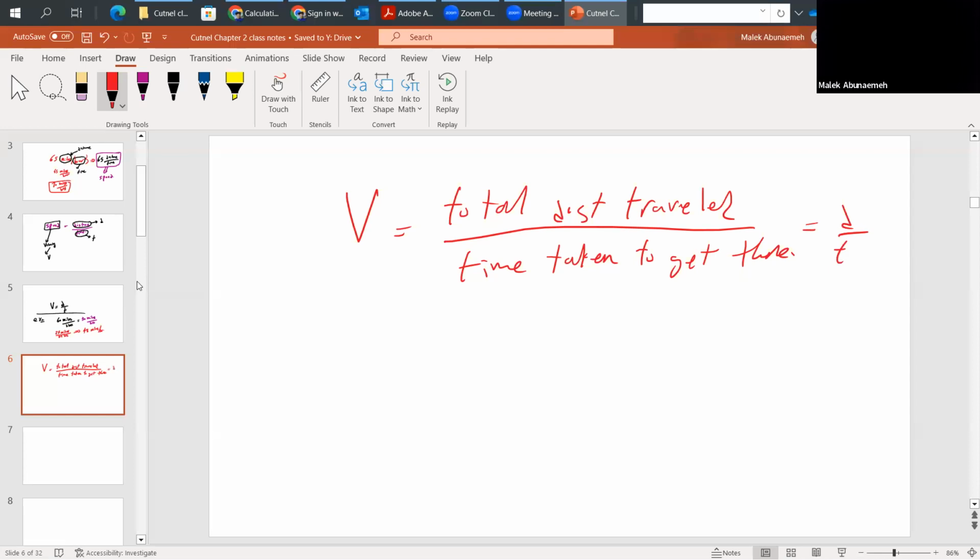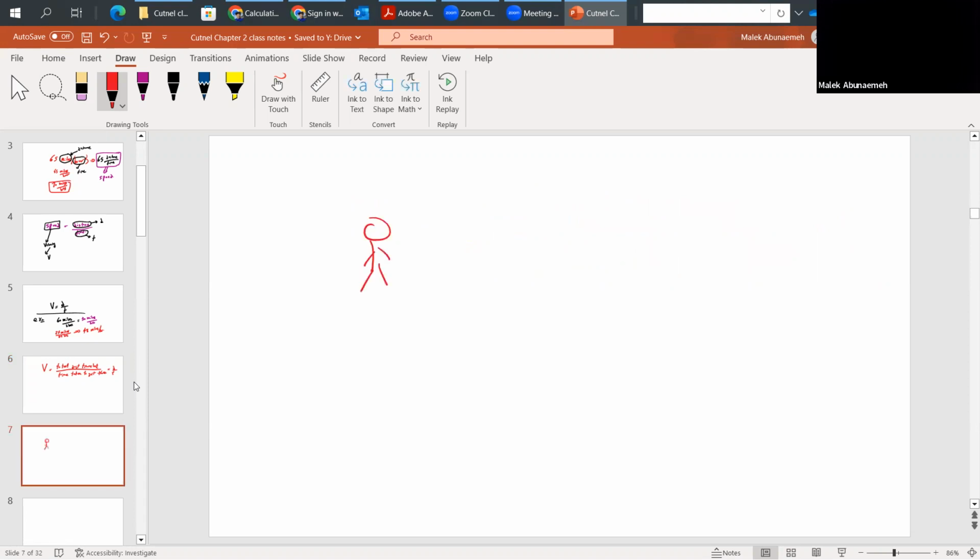Which is, again, your distance over your time. Now, if you're traveling down the highway and I call you and ask what your speed is, let's say this is me over here with my cell phone, and I call you while you're driving your car, going in this direction.